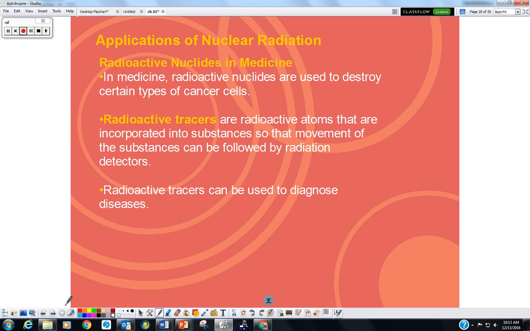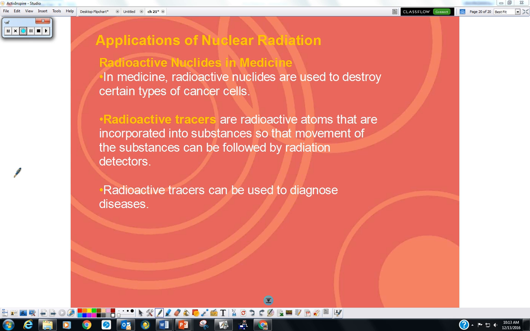All right. And then the last slide is just some applications of nuclear radiation. So a couple of ways that we use nuclear radiation is radioactive nucleosides in medicine. So we do use radiation treatment for things like cancer and all that because it can be used to kill cells, including bad cells like cancer cells, if it's directed to a very small area.